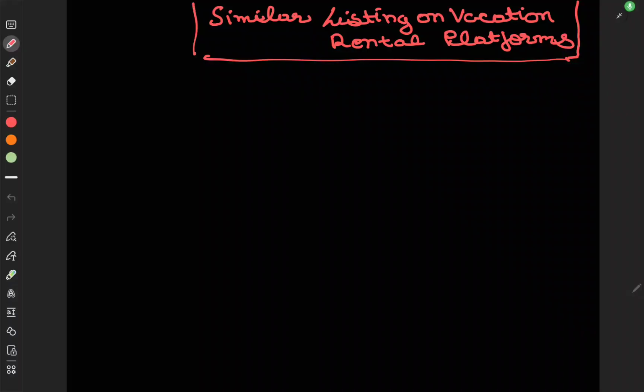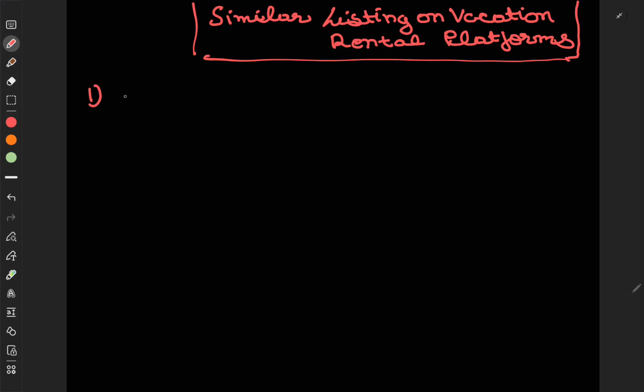Today we are going to solve a problem that is generally asked in machine learning system design interviews, that is similar listing on vacation rental platforms. To start with, first I would like to tell you what we are going to discuss throughout the video, and then I'll be deep diving into the topic.